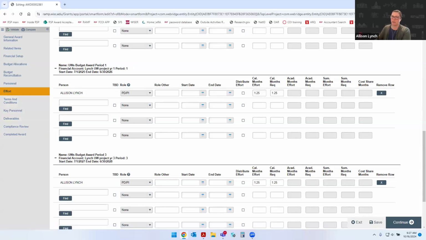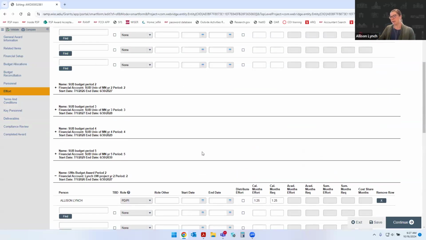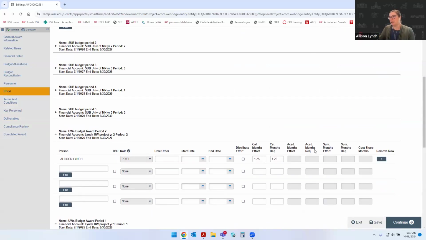Yeah, Mandy, it would be great if there's a way to copy and paste. Yeah, hopefully that's in the works. But yeah, it is a lot of data entry.